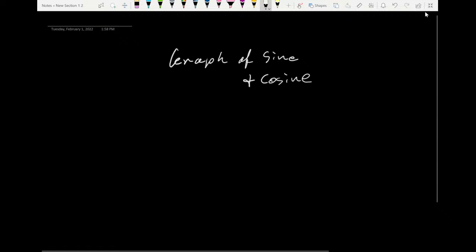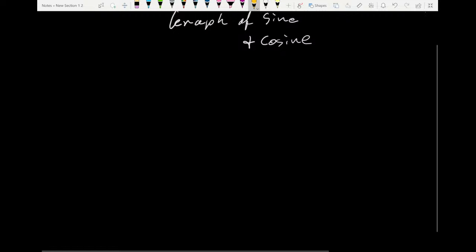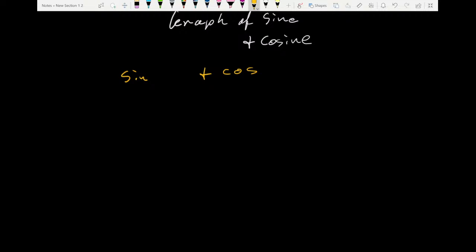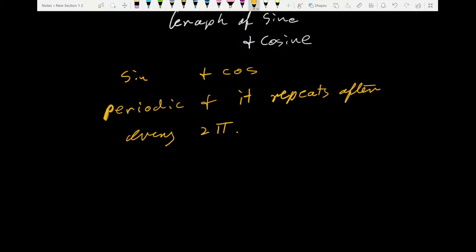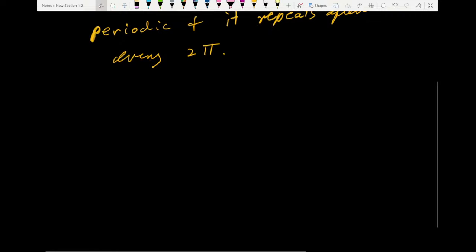Okay, so today we're going to graph sine and cosine. There's an easy way of graphing that. Last week we found out that sine and cosine are periodic, and it repeats after every 2 pi. Now, when we graph it, we're going to see this pattern: every 2 pi becomes the same graph. So let's look at the sine graph.